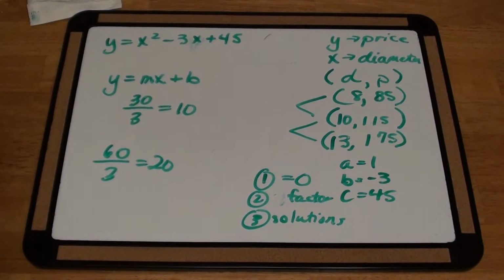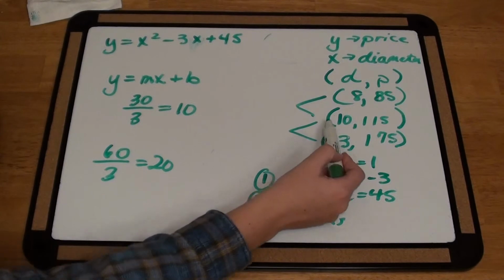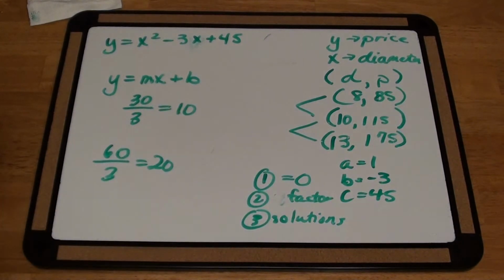A line has to have the same slope everywhere. So because the slope between these 2 points is 10 and the slope between these 2 points is 20, it cannot be a line. And the last part of this is to find the vertex and use it with other points that are given or that have been calculated to sketch the graph.